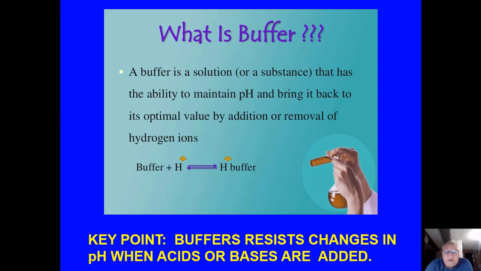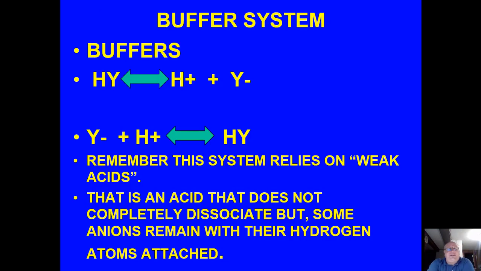Going to the right, the H plus buffer means that the hydrogen is being reattached to the molecule of the buffer. Shifting to the left, the buffer loses the hydrogen ion, but that hydrogen ion can interact with other ions and neutralize things. But what's the key point? Key point is that buffers resist changes in pH when acids or bases are added. Here's another example of this.